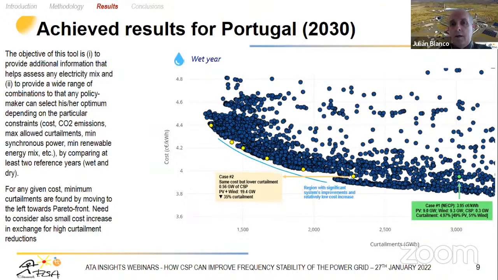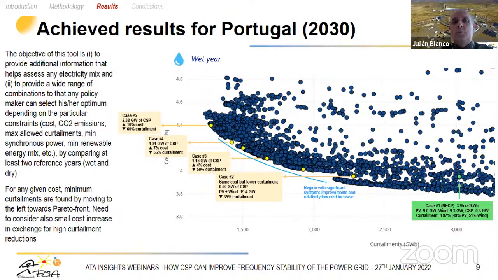You can see here the green point is the one of the national plan, providing a cost of 3.95 euro cents, and this is with a specific mix of technologies. This is the one that is officially scheduled for 2030. But the one shown here in yellow has the same cost and provides 35% less curtailment than the previous one. And the difference is that in the first one we have 30 megawatts of CSP, and in that one we have 550.